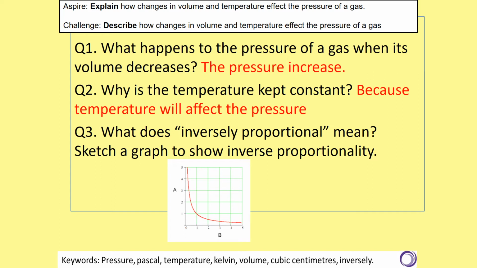And then what does inversely proportional mean? It basically means as one goes up, the other goes down, if I'm putting it into layman's terms. So as one thing increases, the other thing decreases. And that's what inversely proportional would look like on a graph.